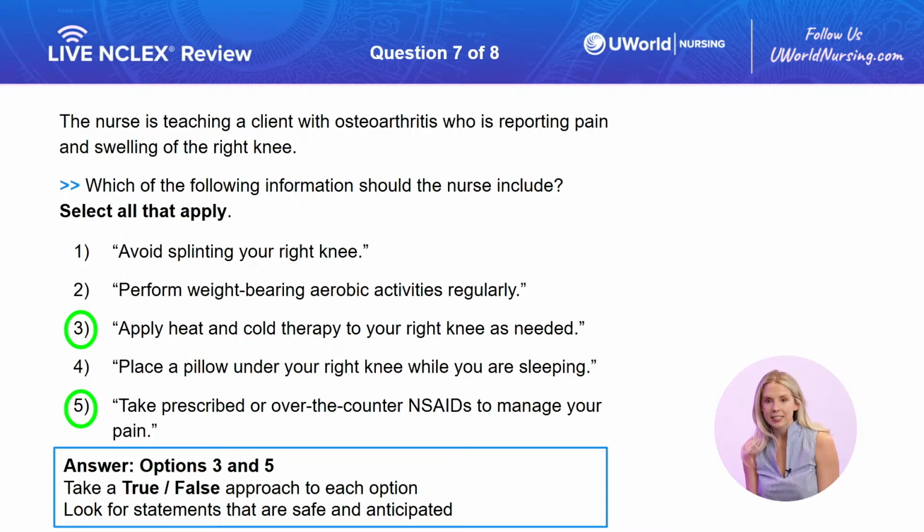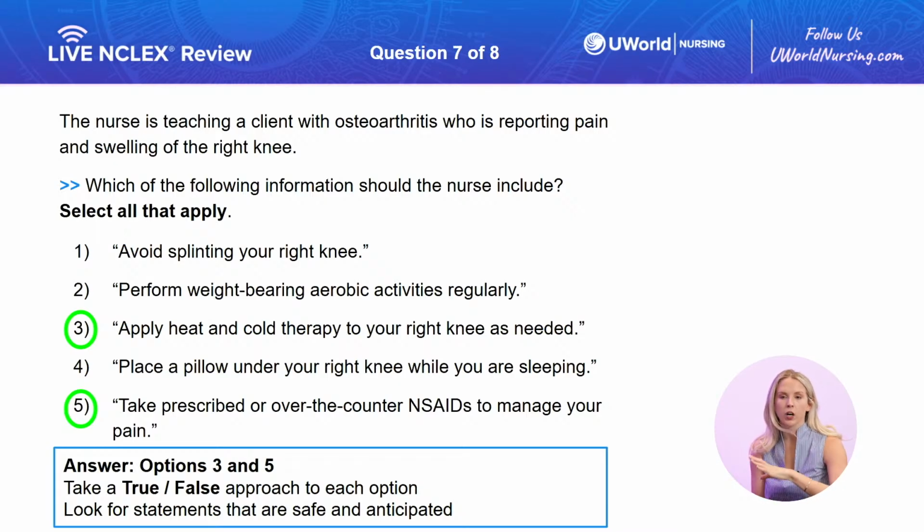So what is indicated, and again, this question is looking for correct information, is RICE, which stands for rest, ice, cold and heat, and elevation, as option number 3 describes, as well as NSAIDs to help reduce some of that inflammation that OA will cause.